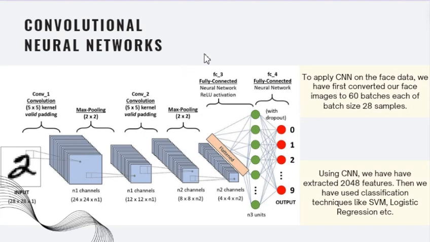Next, we have applied a feature extraction technique like CNN. In CNN, we have split our data into 60 batches, each of size 28 samples or 28 images, and then we have extracted around 2048 features for each image. Then we have trained models like SVM and logistic regression.